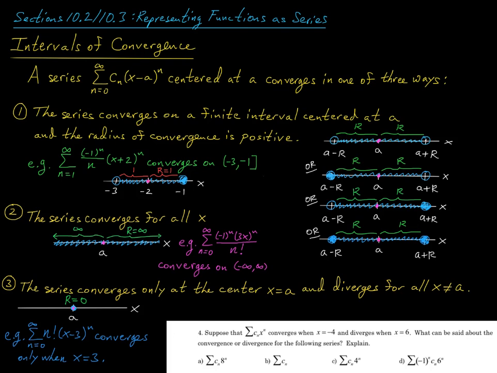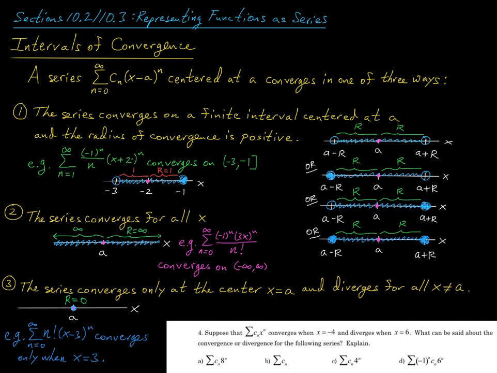In this video, we're going to go over the main theorem on intervals of convergence. This result says that a series centered at a converges in one of three ways. The first way is where the series converges on a finite interval centered at a, and the radius of convergence is positive.